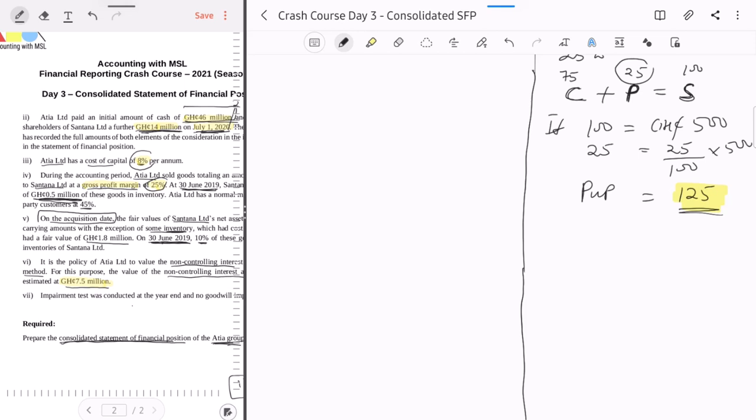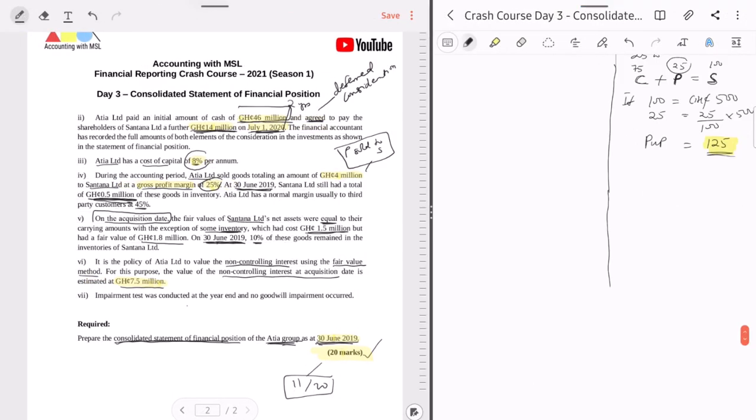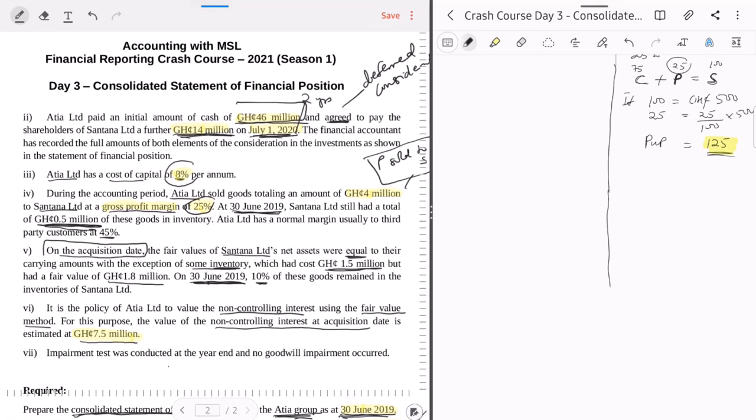Goodwill and NCI. So on that note, let's come to the question and find out who sold to who. Let's find out who did the selling. Look at note 4. During the accounting period, Atia Limited sold goods to who? Santana. So parent sold to subsidiary. If parent sold, then NCI is unaffected.